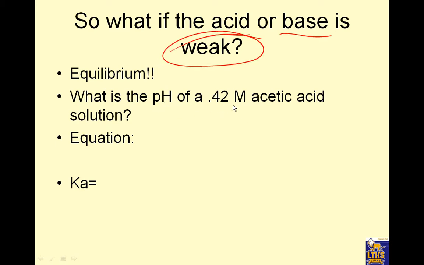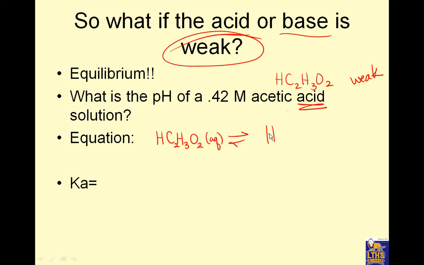What is the pH of a 0.242 molar acetic acid solution? HC2H3O2. Is that an acid or base? Acid. Strong or weak? Weak. Then we have to do an equilibrium equation because we know that not all of the H plus is going to come off of this.